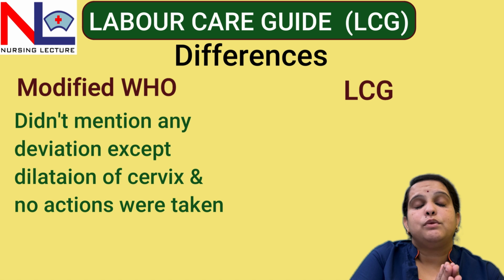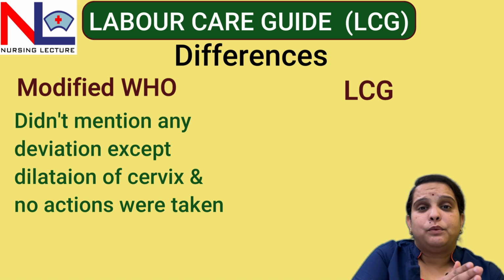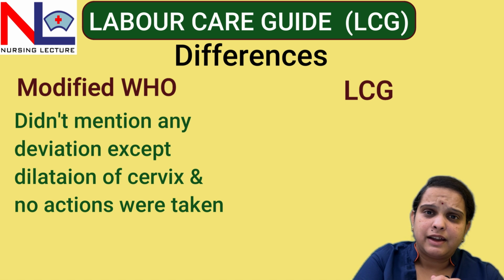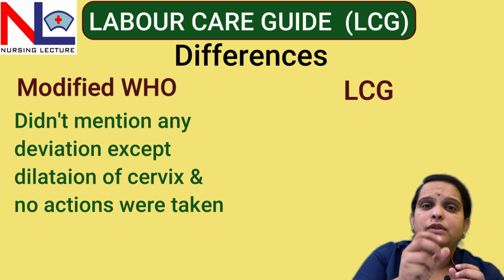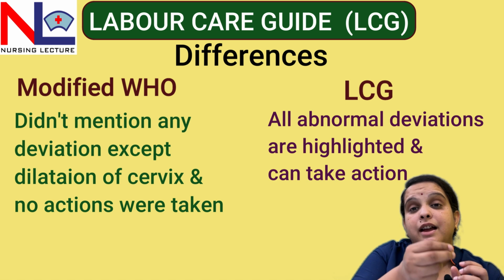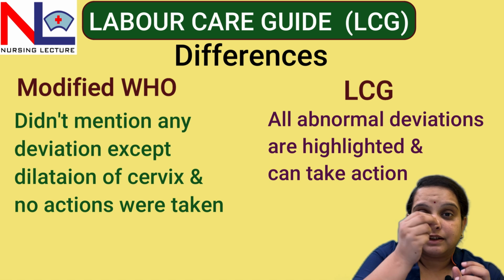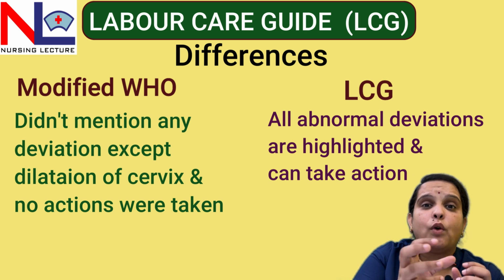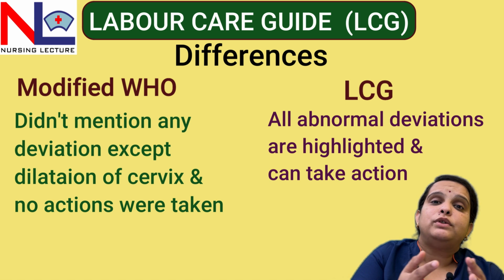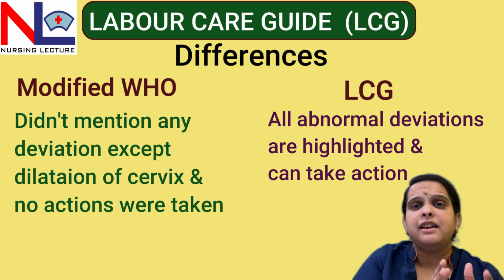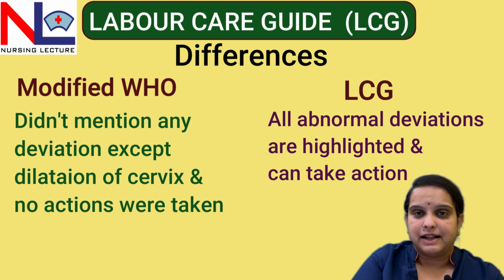But here in LCG, what happens? We are assessing the mother, and we are recording all these findings, and at any point if we find that the findings are not normal and they fall in the alert column, that is, the early warning signs, then we need to take action, and appropriate intervention can be planned through this LCG. So these are the basic differences between the modified WHO and the LCG.